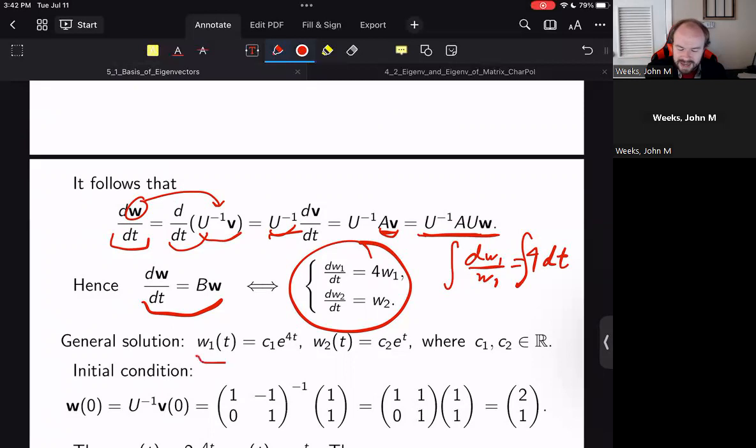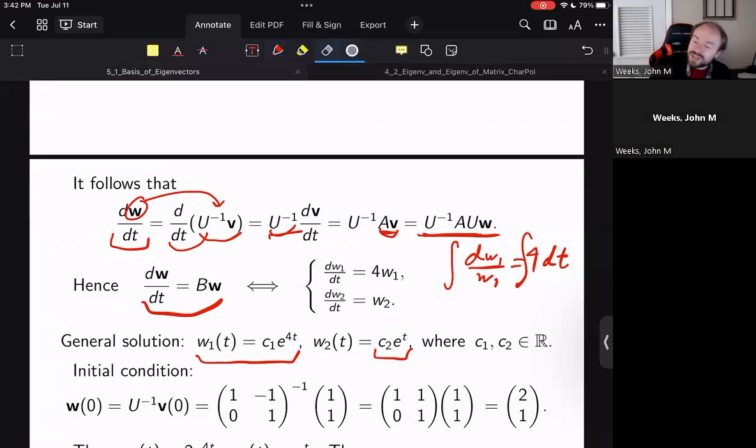And I would get that I have a general solution from W1 of a constant times e to the 4t. Similarly, W2 would be constant sub 2 times e to the t. So I have general formulas for each of these two equations now. Now, using the initial condition is a bit tricky because, again, the initial condition is written in terms of the vectors v. So we need to get those to be in terms of the vector w as well.